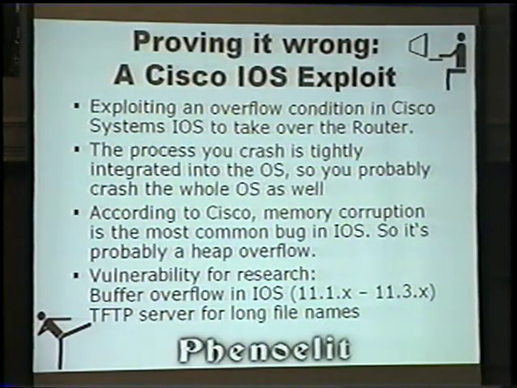So the assumption was it's probably a heap-based overflow. We got a vulnerability for research here. It's a plain, simple buffer overflow, in TFTP. If you make your Cisco TFTP server serve out the IOS image, you send in a request with a long name for the file you want to get, and it crashes.